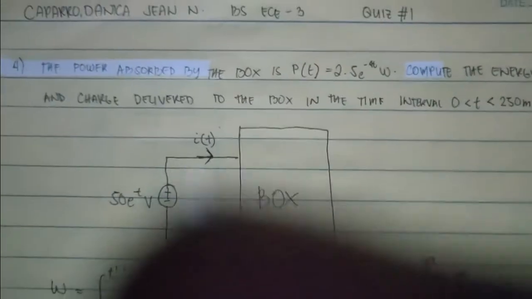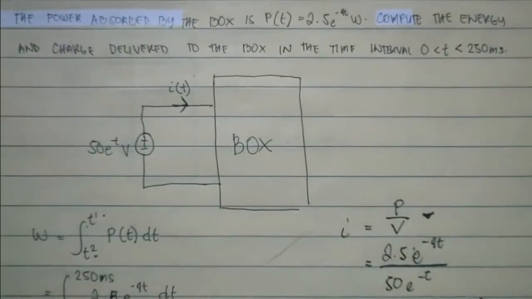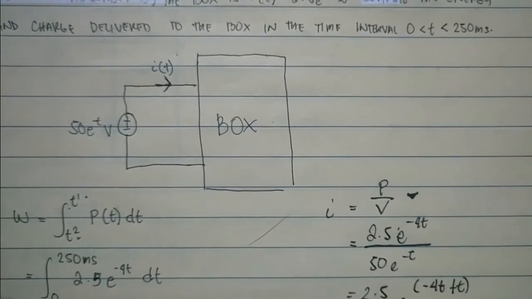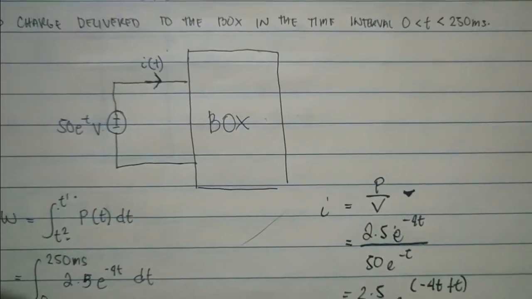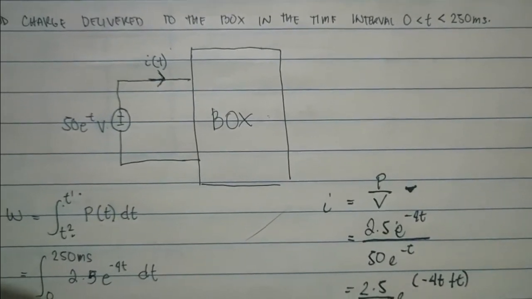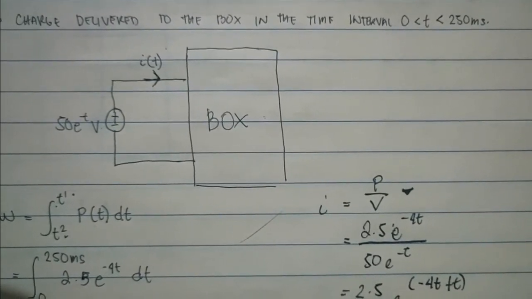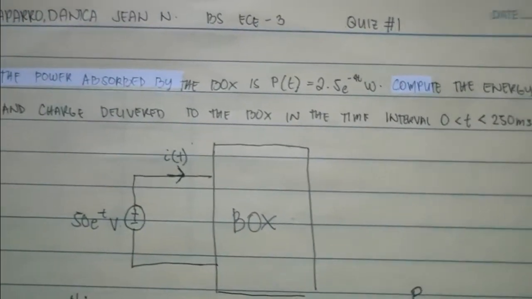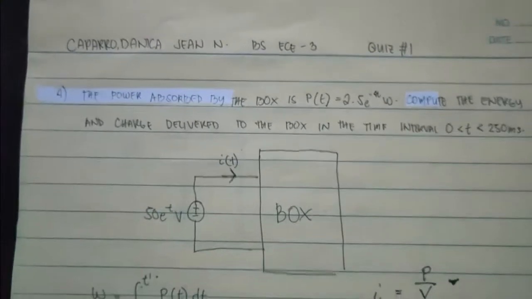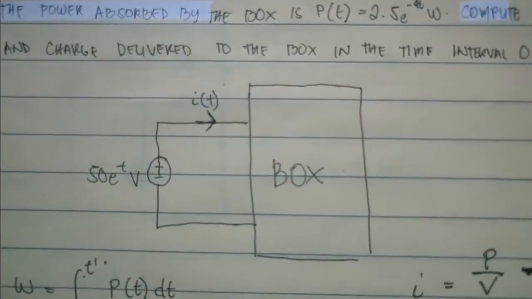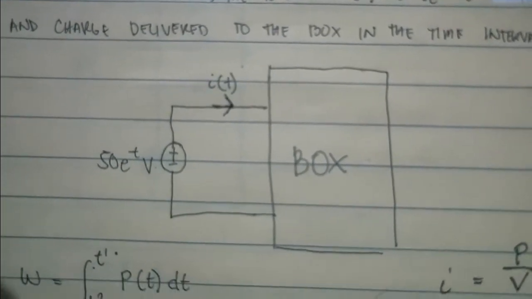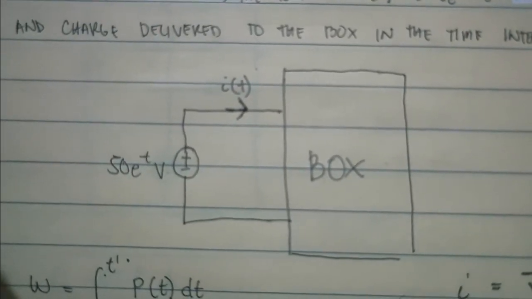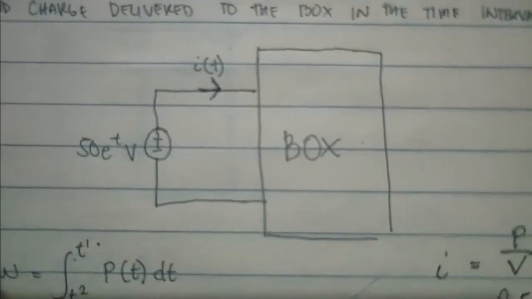So for our last example, the power absorbed by the box is P(t) equals 2.5 e raised to negative 40t watts. Compute the energy and the charge delivered to the box in the time interval 0 to 50 milliseconds. So sorry for the shaking. So this is my circuit, or our circuit rather. So this is the box that the question is referring to. So we are looking for energy and charge here.